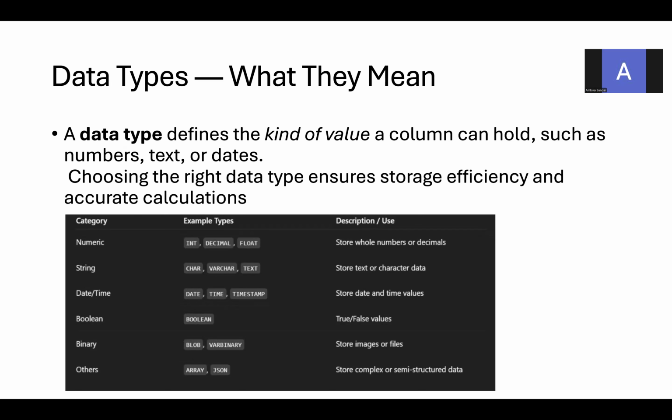And others are arrays and JSON. It stores complex or semi-structured data. So basically, these are the different data types you can choose for your columns when you are going to create the tables.